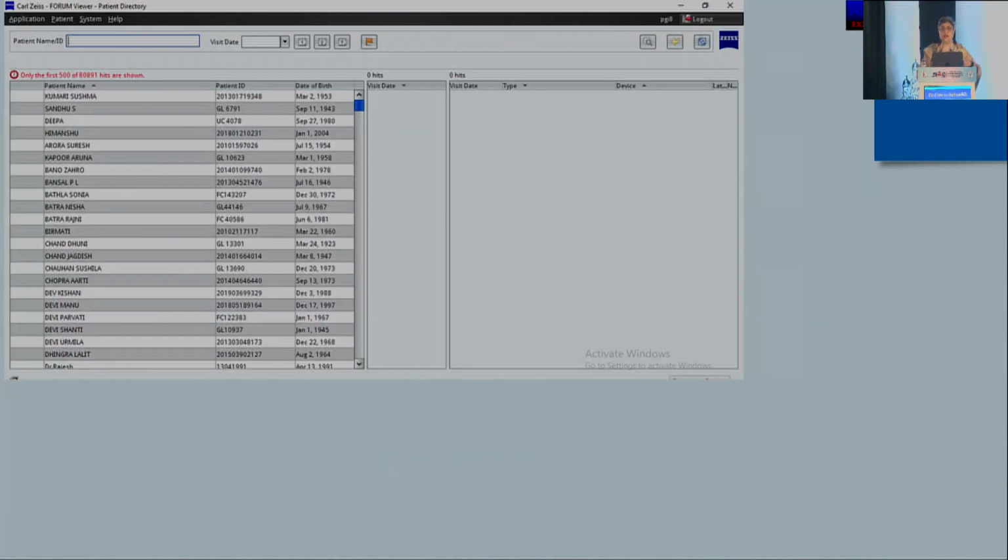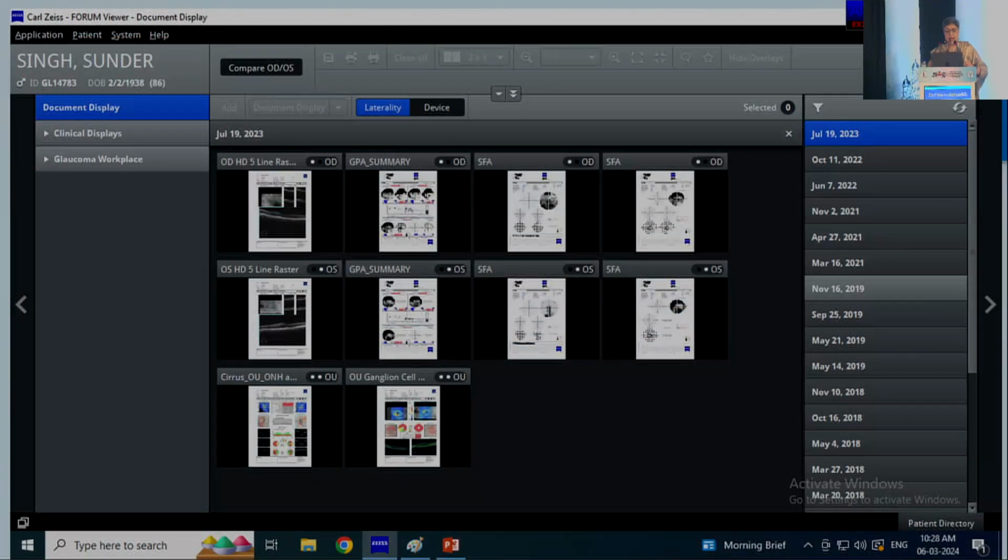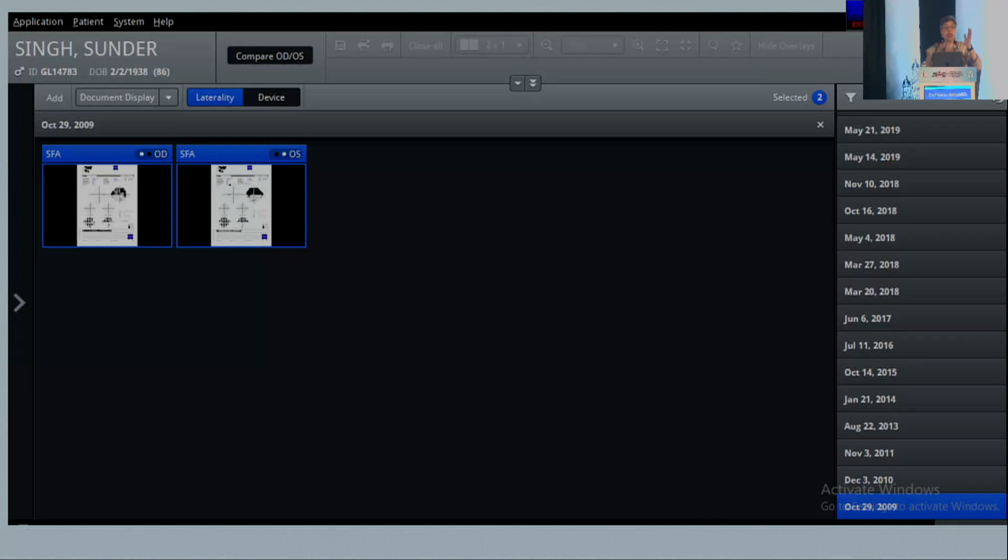So then what happens is you have all your patients here, then you put in the number, then all his investigations that have been done over so many years open up, and then you open up today's. In today's you have visual field, you have GPA, you have the OCT, you have the single field analysis, so you have all these pictures there in front of you. Now you want to concentrate on what he was like when he came.